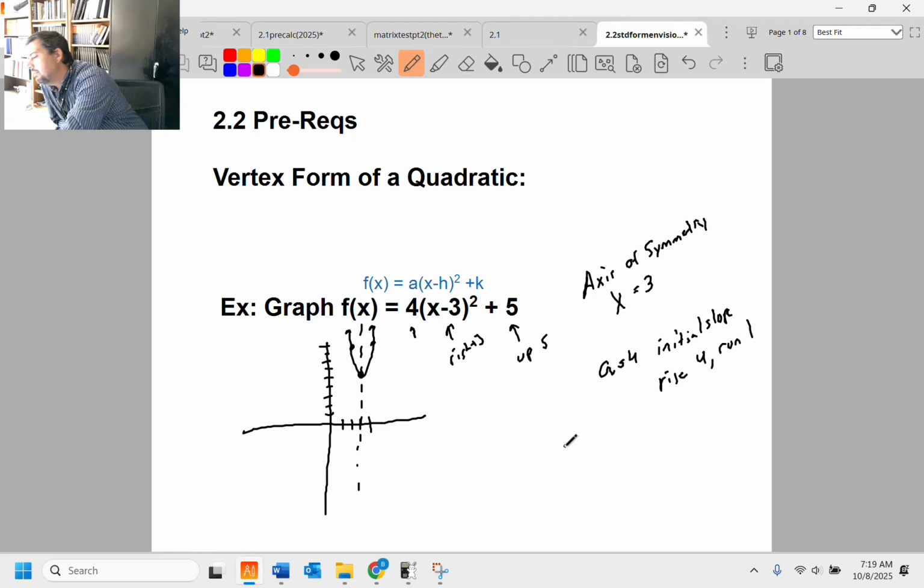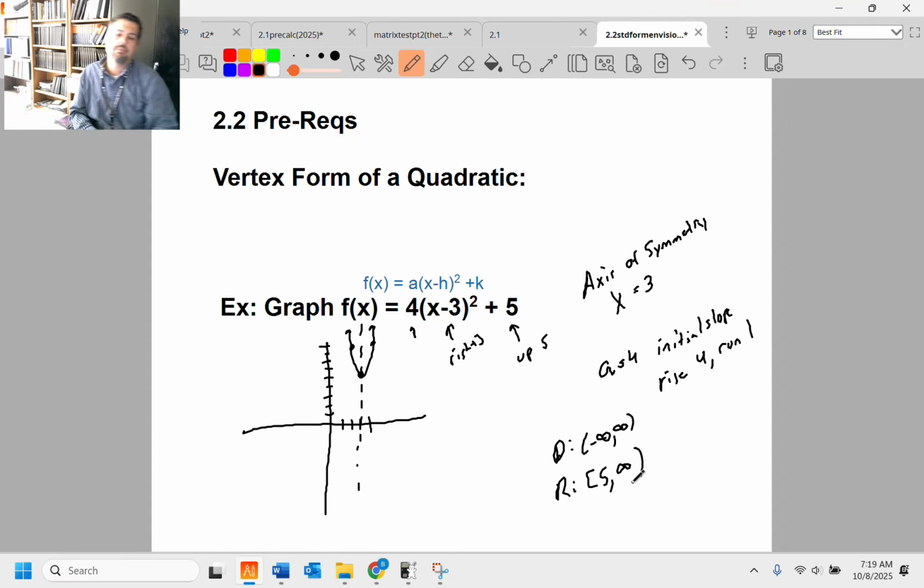And while we're at it, why don't we talk about domain? The leftness to rightness. It is negative infinity to infinity. And the range, which is the downness to upness, it has a low y value of 5, and it rises on either side of the parabola to infinity and beyond. Why don't we also talk about the minimum? The minimum is a y value of 5. And that's happening at the vertex, by the way. Vertex is a big deal.